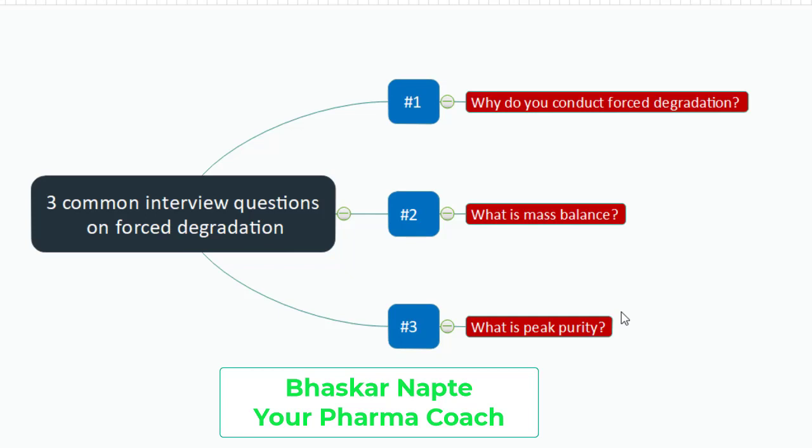Now the third question is very interesting. That is: what is meant by peak purity? Peak purity means what? You are actually talking about the spectral purity. It means you have spectra collected across a peak from its start to the end. Now what is the peak purity? You are going to assess that all the spectra across the entire peak are similar. They are not different from one another.